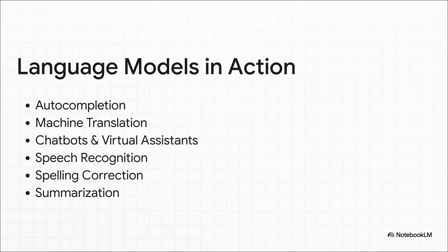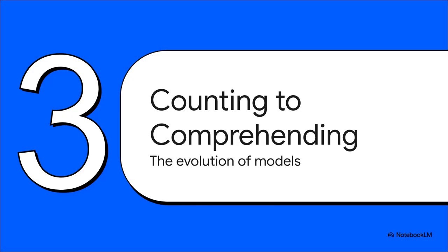This is the answer. That auto-completion in your search bar? Language model. Google Translate? Yep. Siri and ChatGPT? Absolutely. Even your basic spell checker and that little red squiggly line for grammar, that's a language model too. It's behind summarization, speech recognition, question answering. It is literally everywhere.